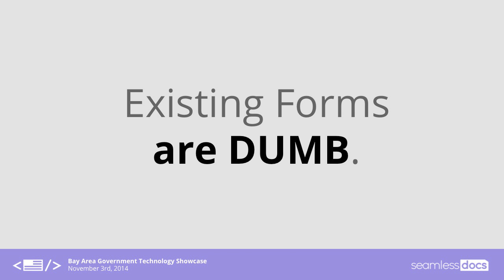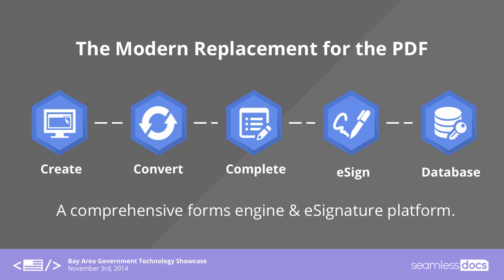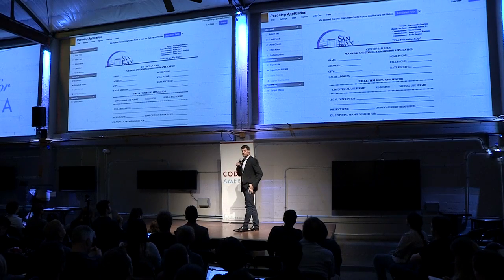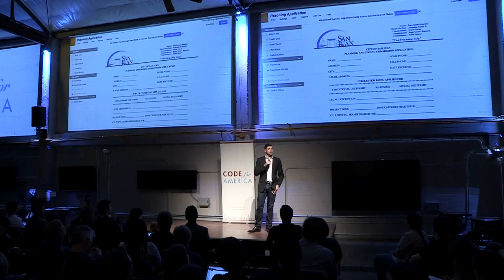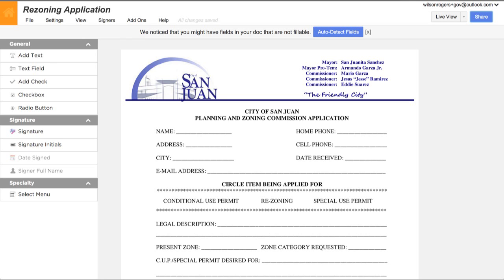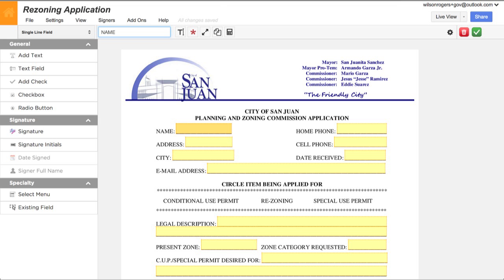So that's why at SeamlessDocs, we like to say that existing forms are dumb, and SeamlessDocs are smart. So how do we do that? Here at SeamlessDocs, we are the modern replacement for the PDF, providing governments with a comprehensive forms engine. This is one of our clients, the city of San Juan, Texas. They had a planning and zoning application that was getting filled out thousands of times, that old way that I just described. So using SeamlessDocs, you upload that PDF, we automatically detect the fields in a matter of seconds and allow you to customize that form with added functionality.